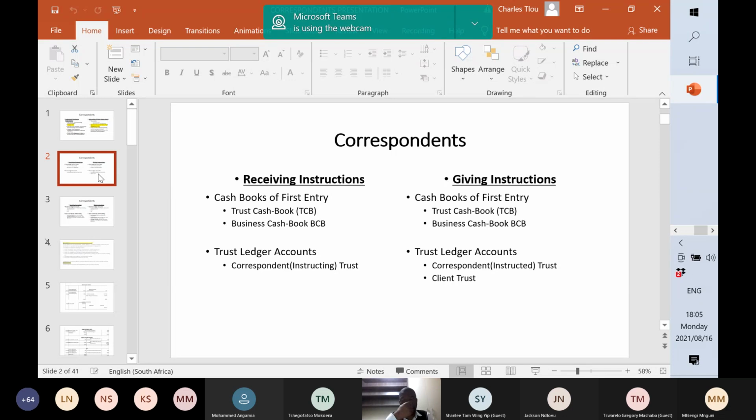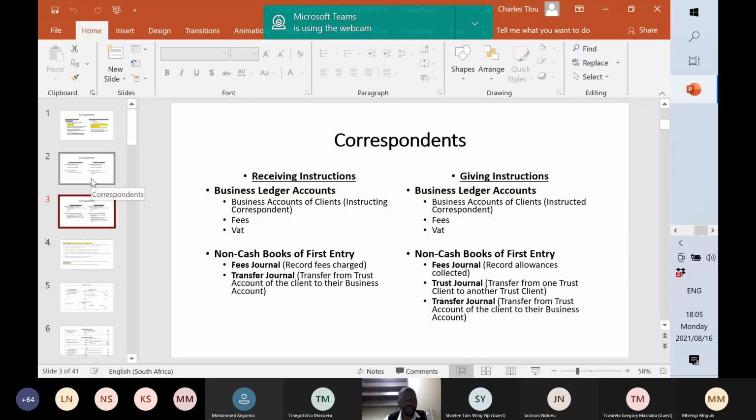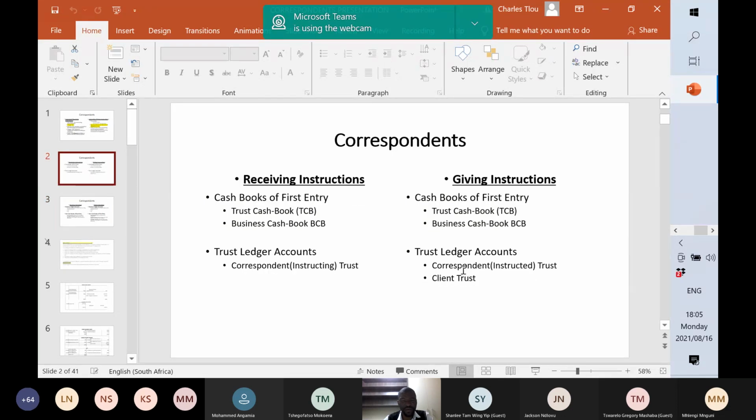Now, even on correspondent, you will see that in your convention, we talk about your cash book, which is a book of first entry. That's your trust cash book, your business cash book, and then you've got your ledgers, your clients' ledgers that you also have there. The same thing goes to the giving of instructions: your trust cash book, business cash book, your correspondent trust ledger account, and then the client's trust ledger account. That is in the giving of instructions.